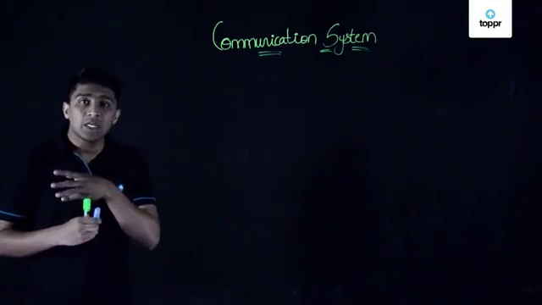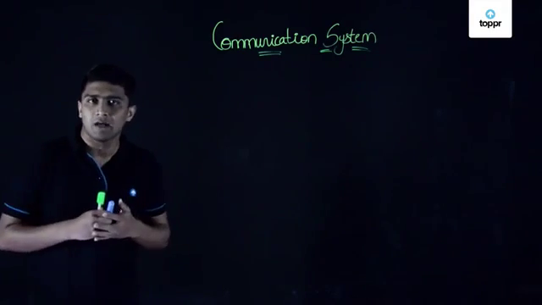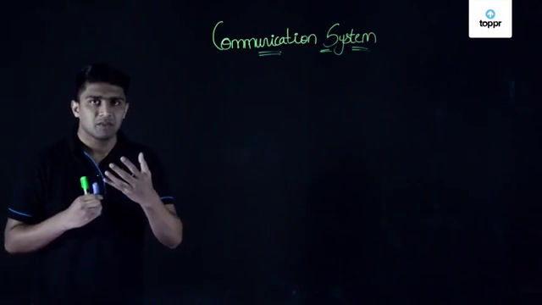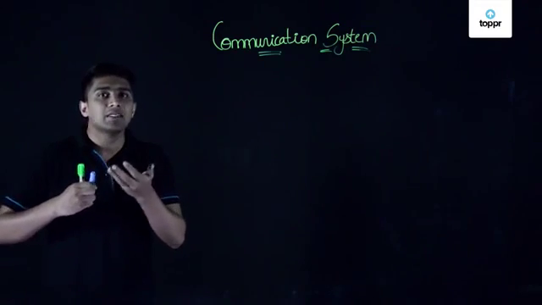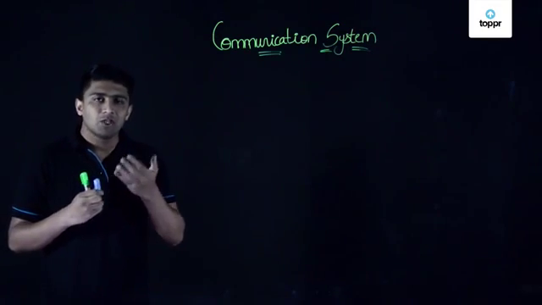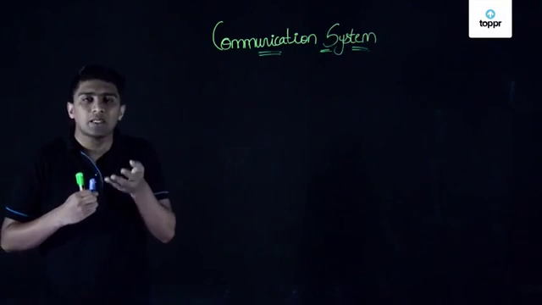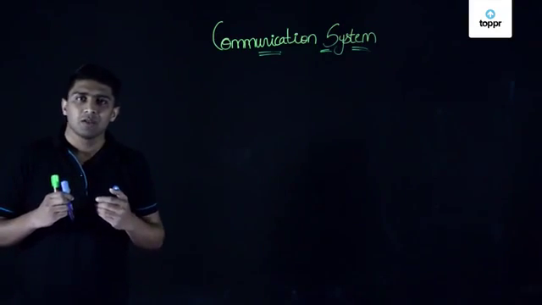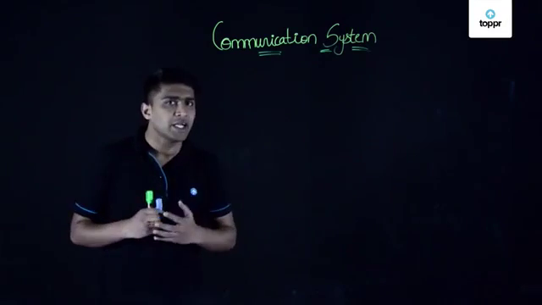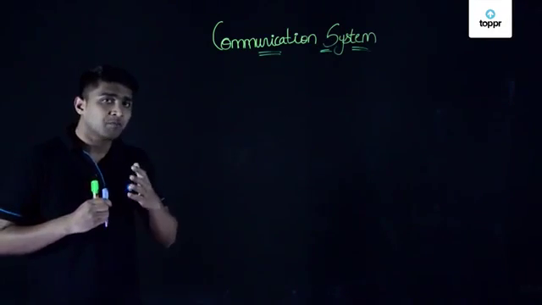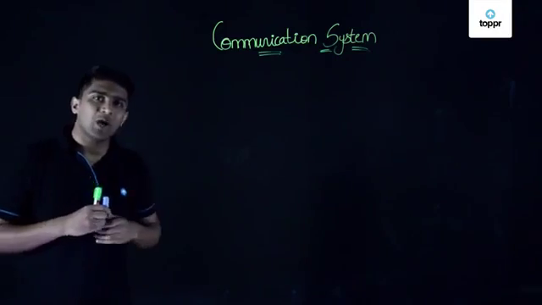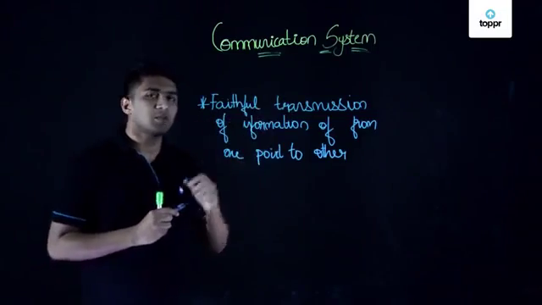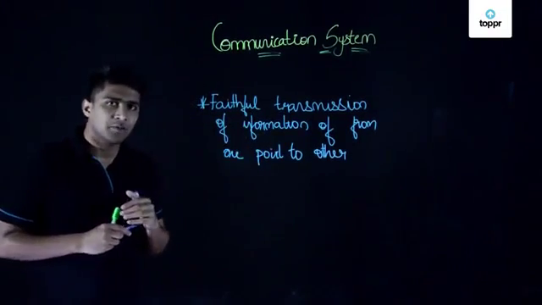So, let it be in the ancient times or in a very modern era, when we are communicating, we are exchanging information. Right? If I am talking with you, I am sharing some information with you, which means I am at one point and you are at the other point and we are transmitting information. I am transmitting some information to you. So basically, communication system can be defined as the faithful transmission of information from one point to another.